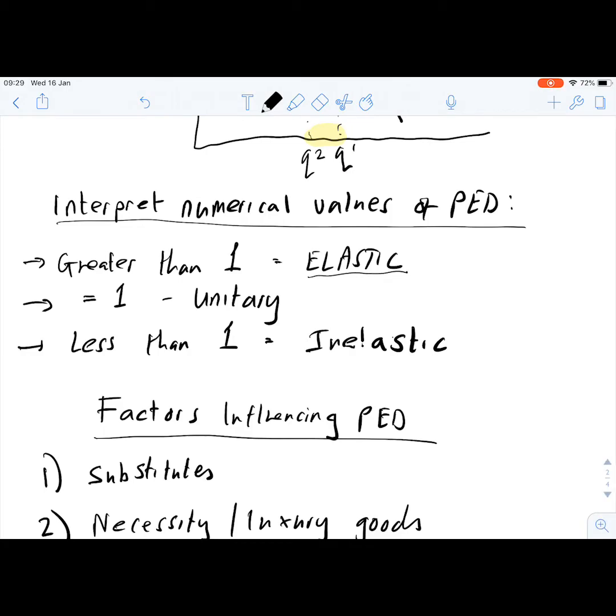But if we had an answer of minus 0.5, again, we just ignore the minus sign. The answer is 0.5, that is less than 1, so the product will be inelastic. Now in the examination, if we are asked to calculate price elasticity of demand, we must not exclude the minus sign. We still must write down the minus sign in the examination.